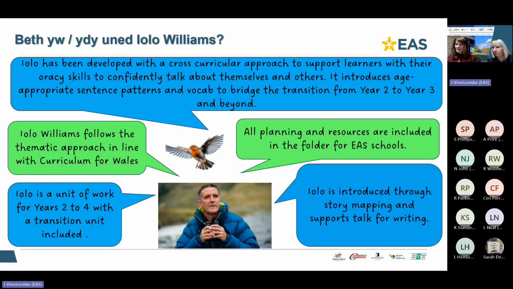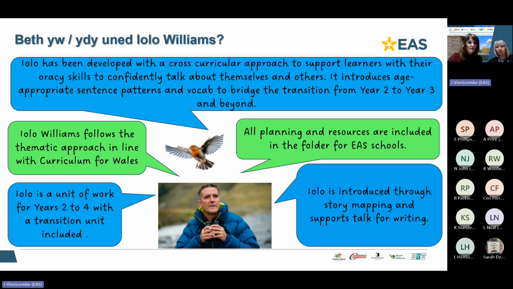So let's start by looking at Beth Yw Uned Iolo Williams. What is the Iolo Williams unit all about? Iolo is a unit of work for years 2 to 4 with a transition unit included. Iolo Williams follows the thematic approach in line with the curriculum for Wales.